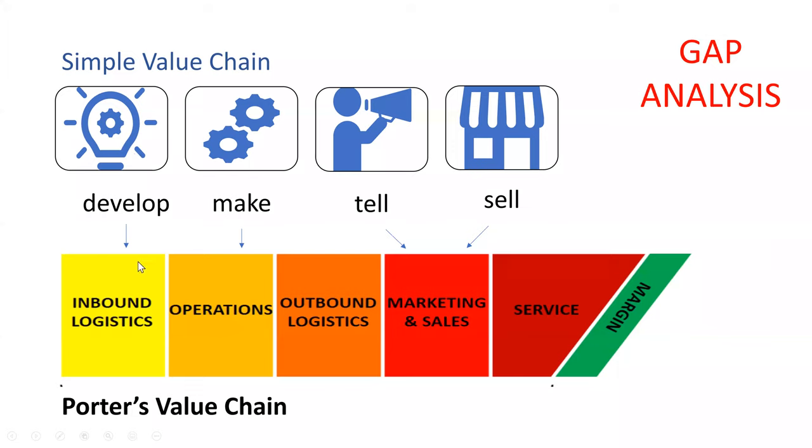So develop was very much the inbound logistics. What's the raw materials? What are the ideas that you need to bring in play to make up your product? They talked about the make of your product, the operations, that equates to the operations. And outbound logistics didn't really cover that in the simplistic model, but that's really important. How do you get your product to the customer? Very important. Then the tell and the sell, which was picked up in the simple, that's your marketing and sales.